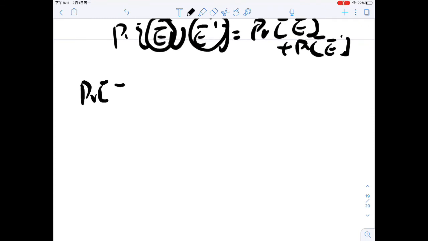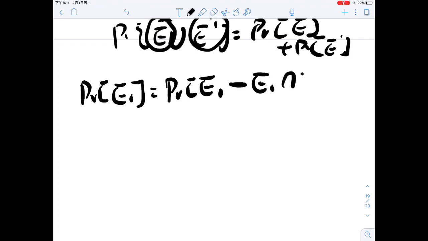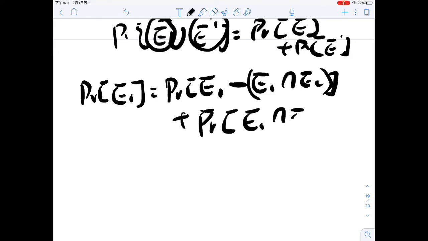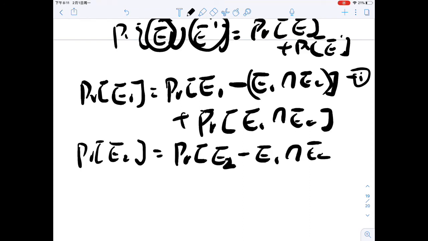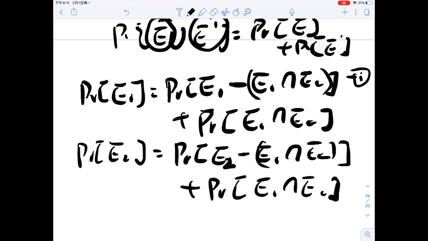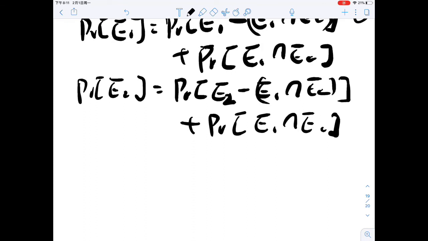Let me write that down again so that our notes are a bit cleaner. The probability of E1 equals the probability of E1 minus E1 intersect E2, plus the probability of E1 intersect E2. This is the first statement. For the second statement, we can use the same principle and get this one: the probability of E2 equals the probability of E2 minus E1 intersect E2, plus the probability of E1 intersect E2. So far this is clear, right? Now we want to use this tool to get our lemma out.